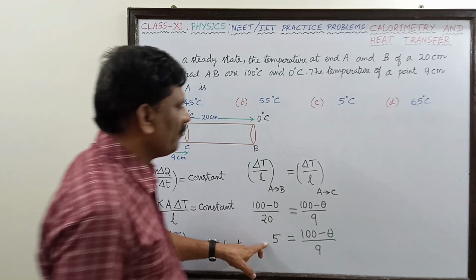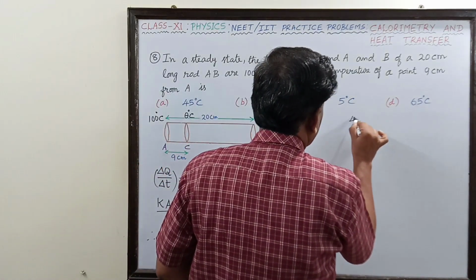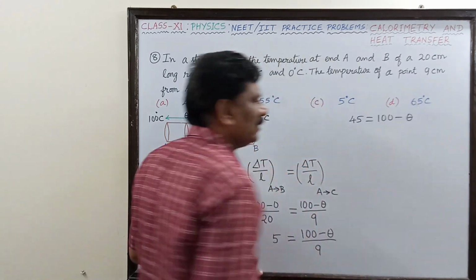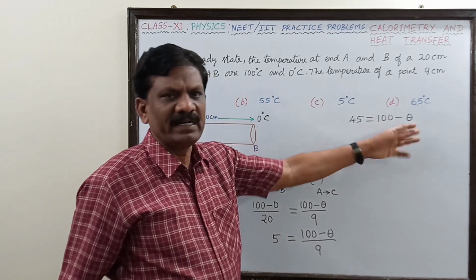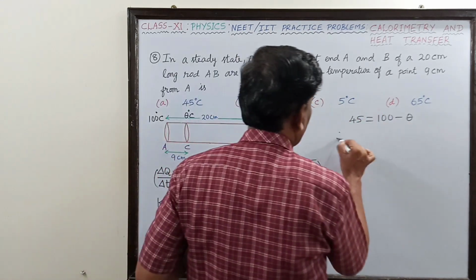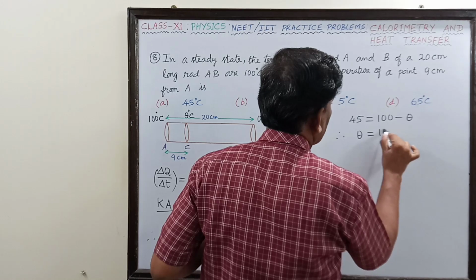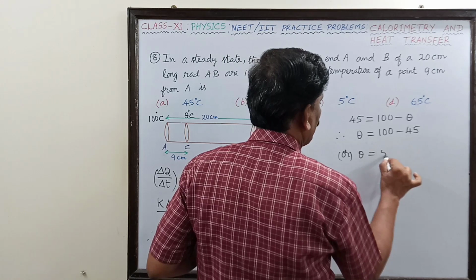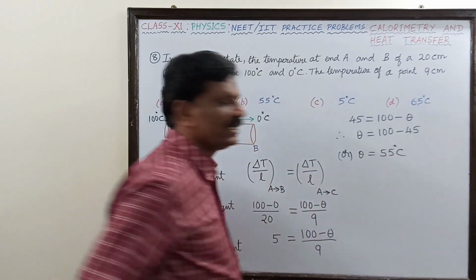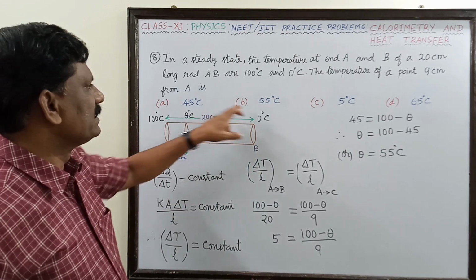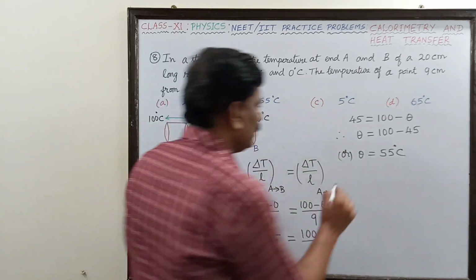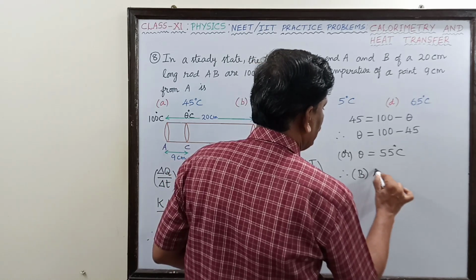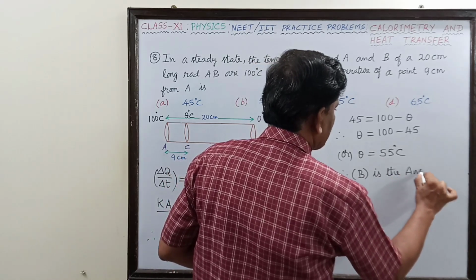So 5 is equal to 100 minus theta divided by 9. So 9 5s are 45. So 45 is equal to 100 minus theta. Now we have to find the value of theta. So minus theta is shifted to the left hand side. Therefore theta is equal to 100 minus 45, or theta is equal to 55 degrees Celsius, which is the correct answer. So which is the correct option? See, option B, 55 degrees Celsius. Therefore option B is the correct answer.